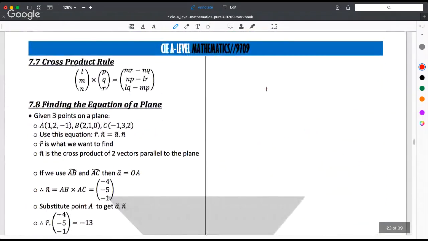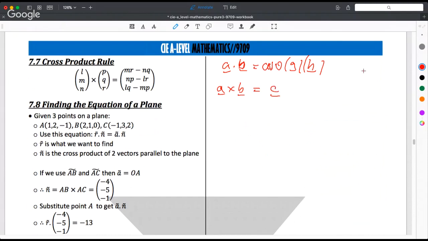Right, cross products. What is a cross product? We had A dot B equals cos theta times the modulus of A times the modulus of B. A cross product is a different thing. A dot product gives us a scalar value. A cross product gives us a different vector. So it doesn't give us just a number. It gives us an arrow in space.